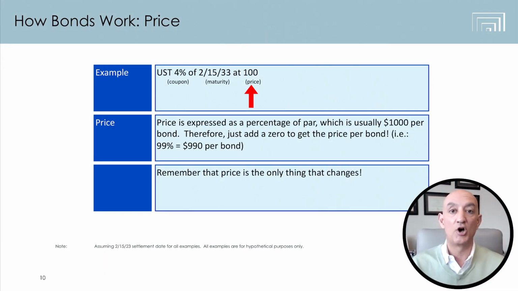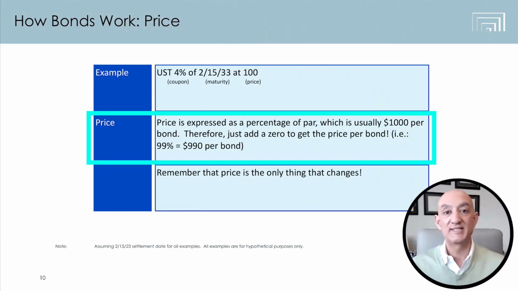So price on all bonds is expressed as a percentage of par value, which is usually $1,000 a bond. Pretty much in every case you're going to see it's going to be $1,000 a bond. So let's just go with that. So therefore, just add a zero to actually get the price per bond.